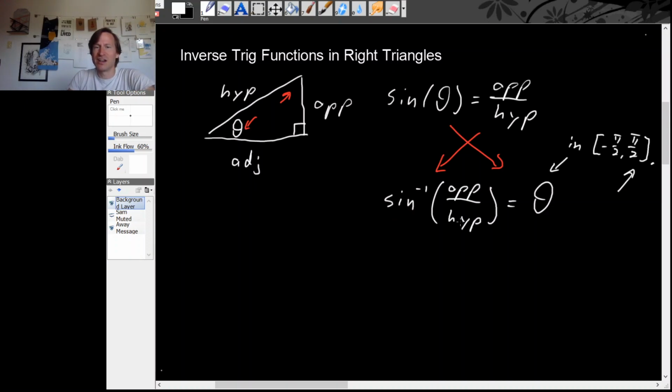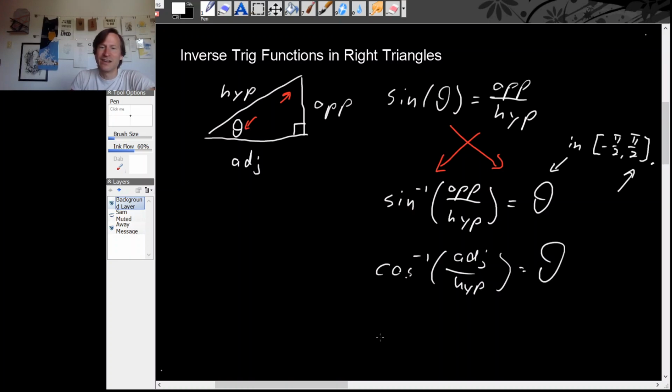So inverse sine of opposite over hypotenuse is theta. Inverse cosine of the adjacent side over the hypotenuse is theta. And of course, inverse tangent of the opposite side over the adjacent side is theta.